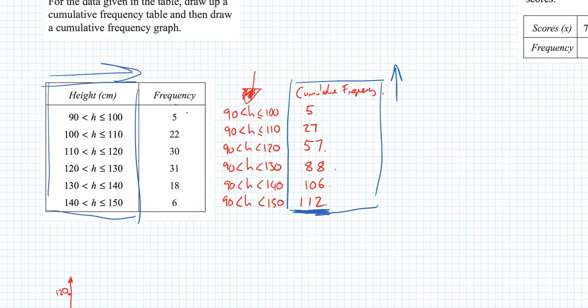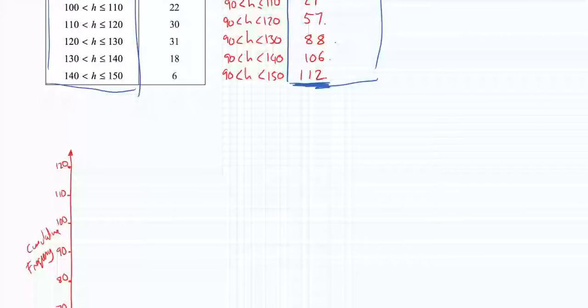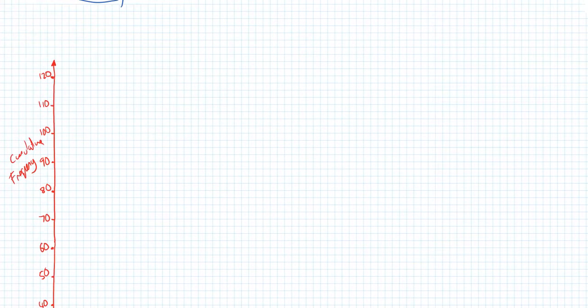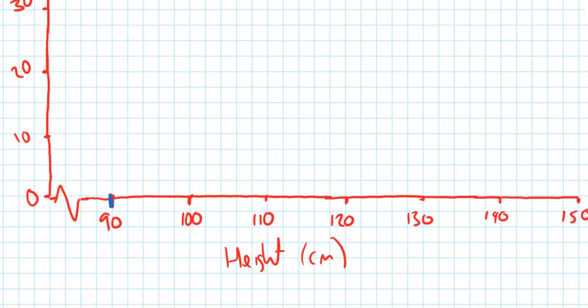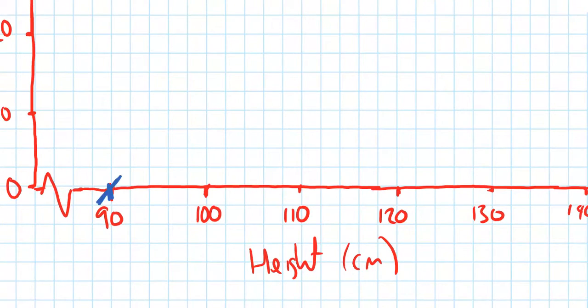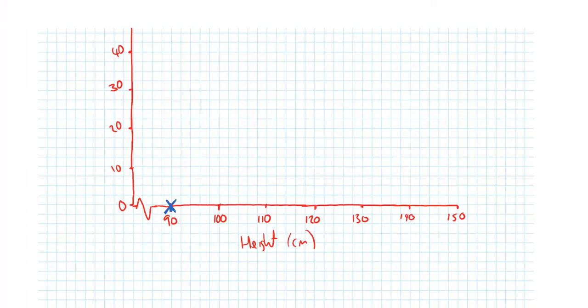The first thing we want to do is start off with the lowest possible value. So that's 90. At 90, we've got nobody lower than 90 in our table at all. So at 90, it's like having a cumulative frequency of 0. So the first thing to do is to mark across here. That's going to be our starting point at 90, 0.